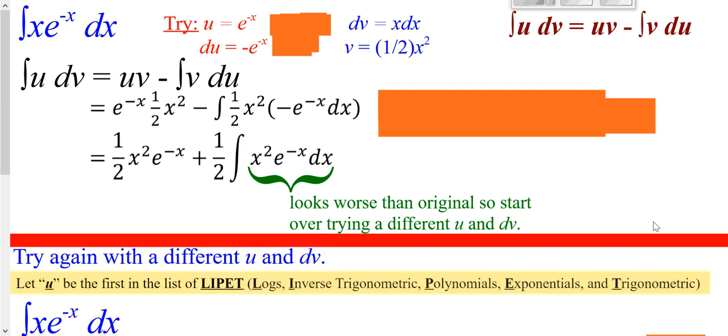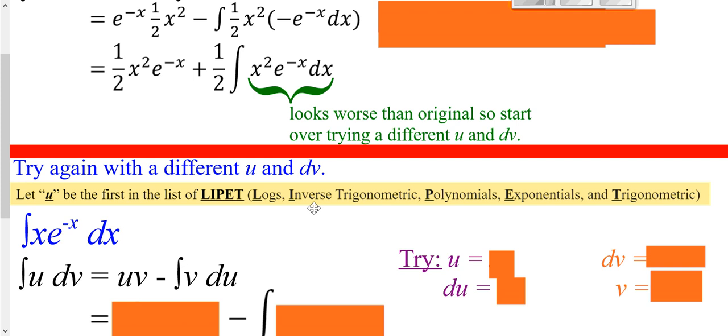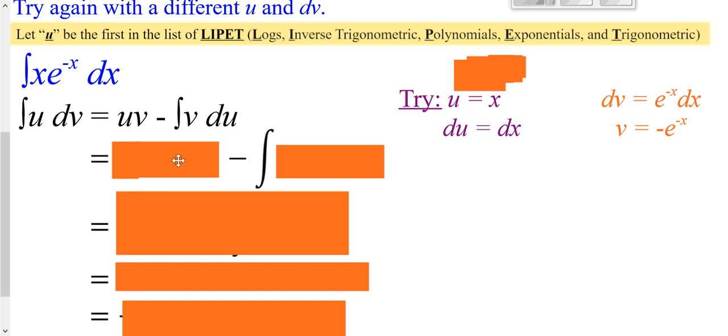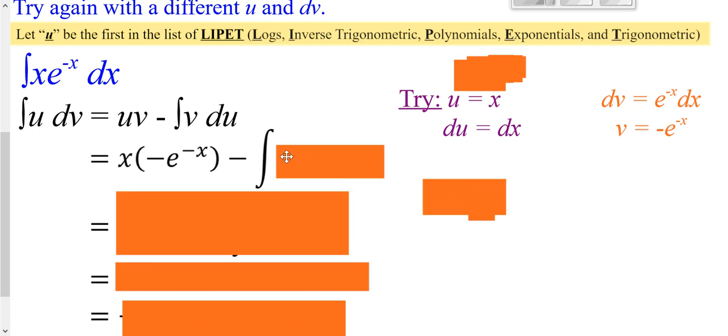Now, if you looked at LIPET for this particular problem, which is here again, logs, well, we don't have logs. Inverse trig, we don't have that. Polynomial, yes, we have a polynomial. That's our x. So you let u be x, so your dv would be e to that power, that exponential. So you do your derivative of both sides of the purple, we get this. You do the integral of both sides of the orange, we get this. Then you go ahead, plug in your u, plug in your v. After your integral, you plug in your v, and you plug in your du.